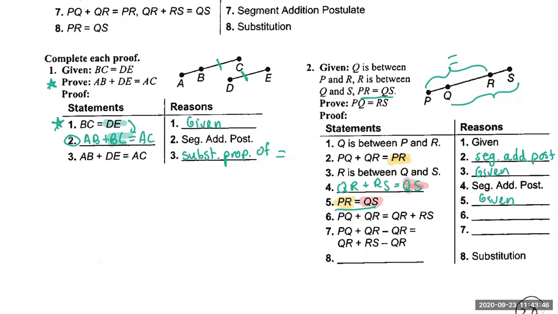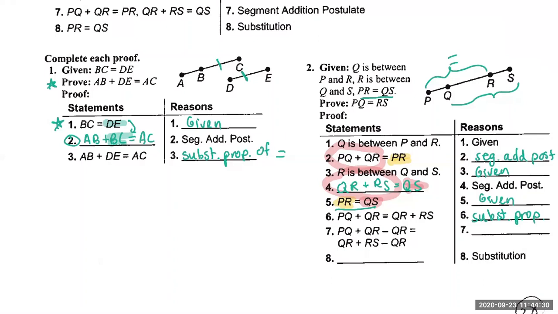If you know that PR is equal to QS, couldn't we drop PR and QS and set these equal to each other? And that's statement 6. Another way of thinking about it is you have PR here and PR here, and PR is equal to QS, so I'm going to replace this PR with QS, and put it over here. That gets me statement 6. A lot of times, substitution property and transitive property are interchangeable.